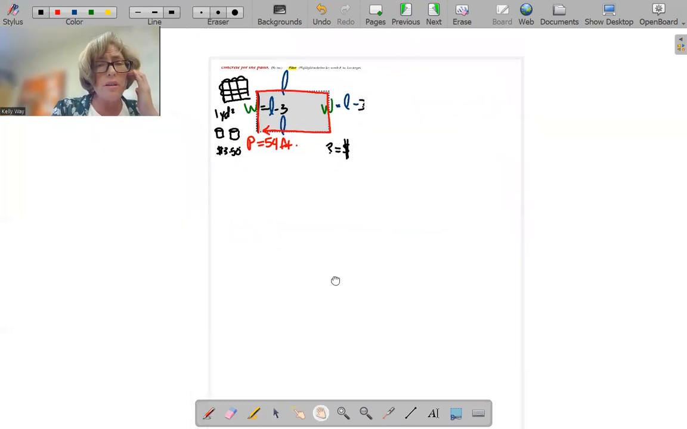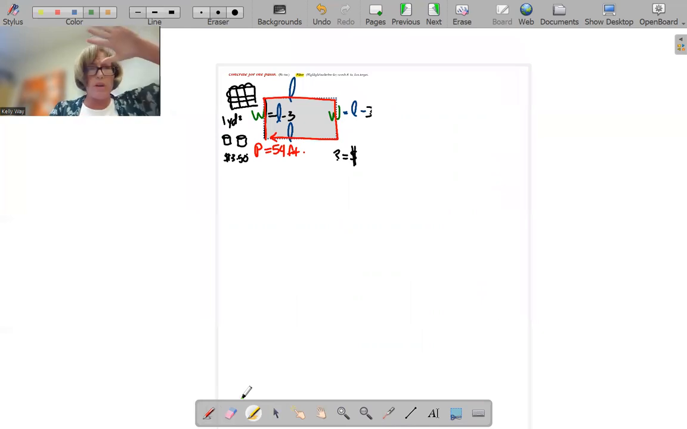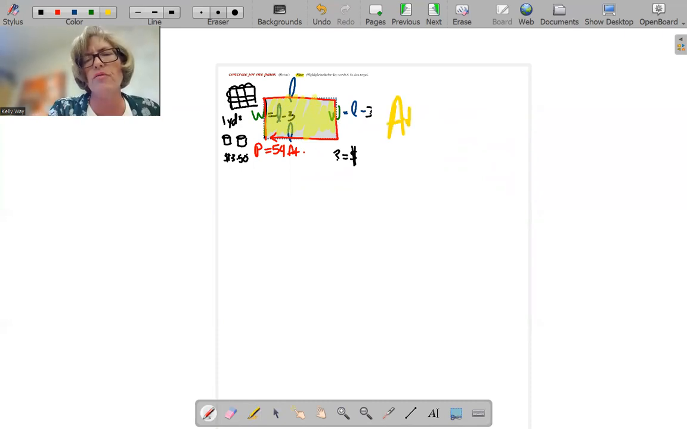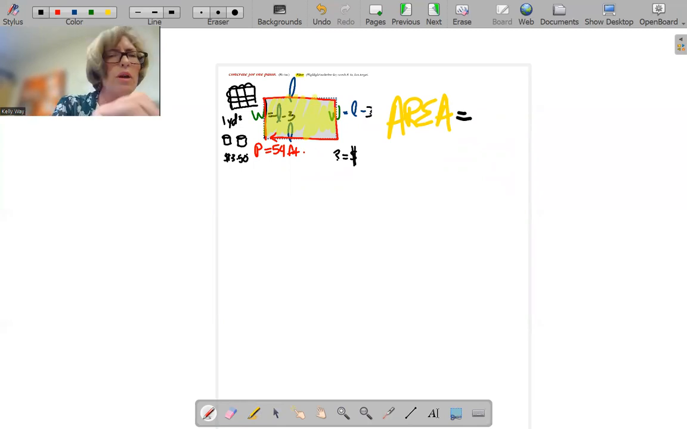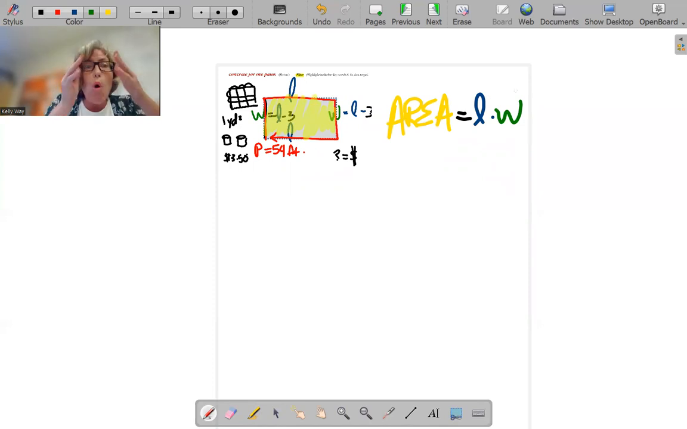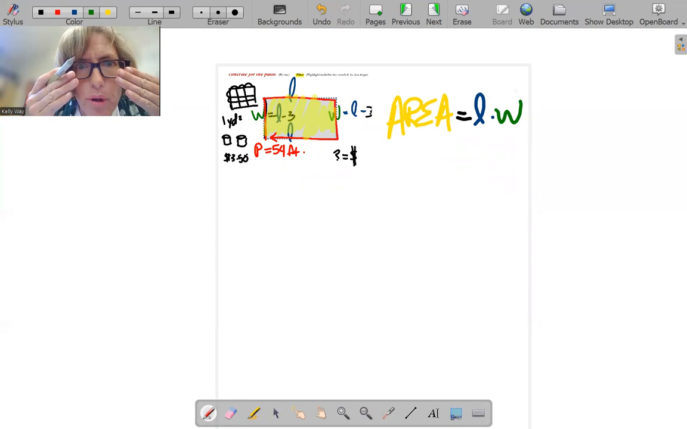All right, concrete. Think pouring concrete, that's going to be an area concept. Concrete is an area concept. So we're just going to shade this rectangle here and realize at some point I need to find the area. Area of a rectangle, you already know, is length times width. Problem is, I don't have the length or the width. I want the area. I have the perimeter.